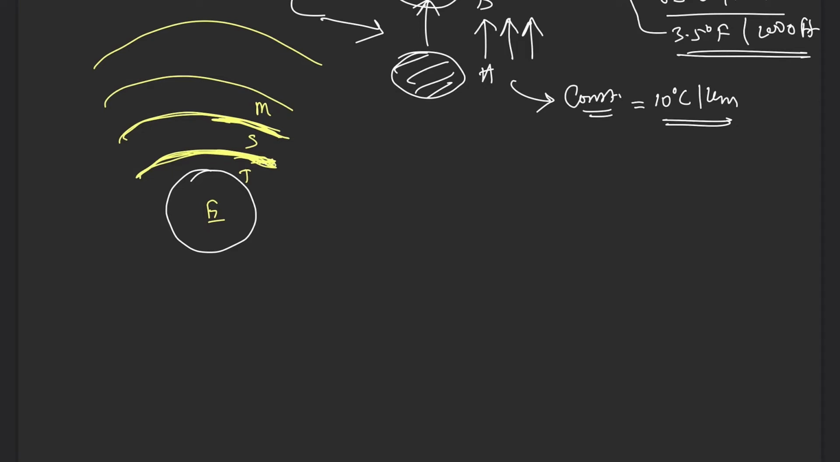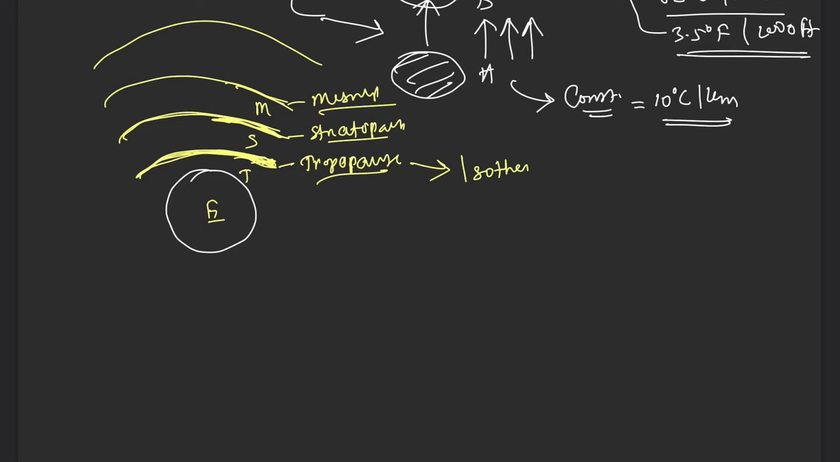What is this layer called between troposphere and stratosphere? That is tropopause. And between stratosphere and mesosphere, that is stratopause. Then between mesosphere and thermosphere, that is mesopause. At these pause layers, you can find no temperature increase or decrease. So these layers are known as isothermal layers: tropopause, stratopause and mesopause. Why? Because here there is no temperature variation on increasing the altitude, right?